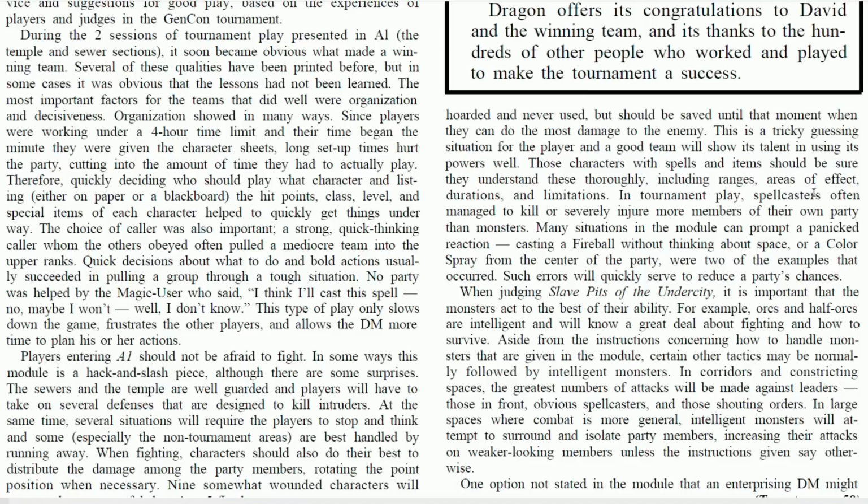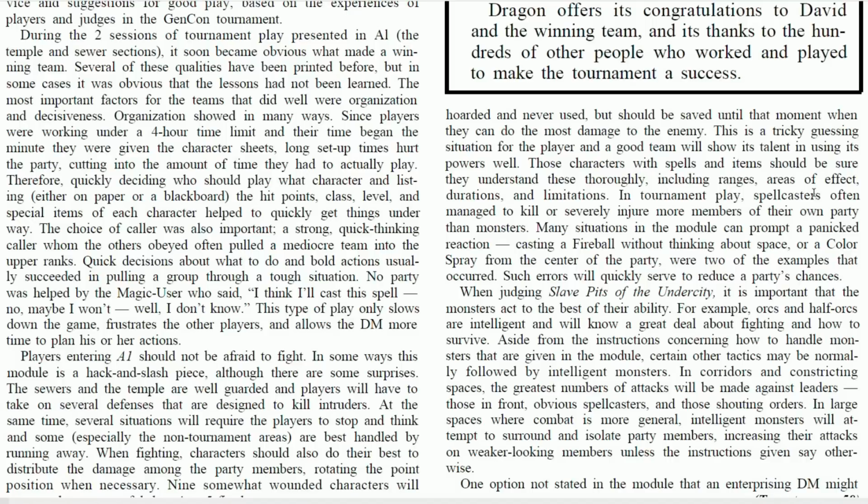The choice of caller was also important. We've talked about this before, the idea of one player not shouting out, but one player telling the DM the actions of all the other players. So not every player is telling the DM what they're doing. They're telling the caller, and the caller is then telling the DM. So that's an interesting way of how people used to play.